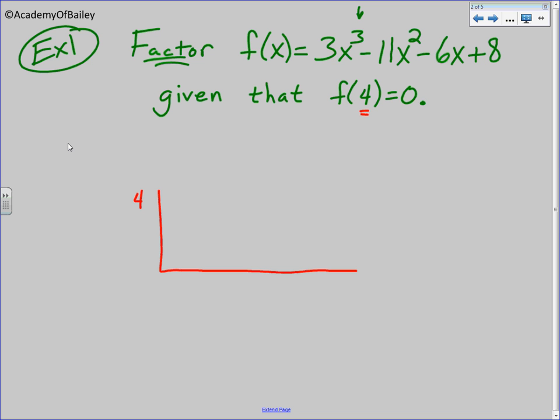And where are we getting those numbers from? Coefficients. We're going to look at coefficients: 3, negative 11, negative 6, and positive 8. Leave out the variables and positive signs. You don't really need them because you know that it's positive. And once we get this set up, we know we're ready for synthetic division.